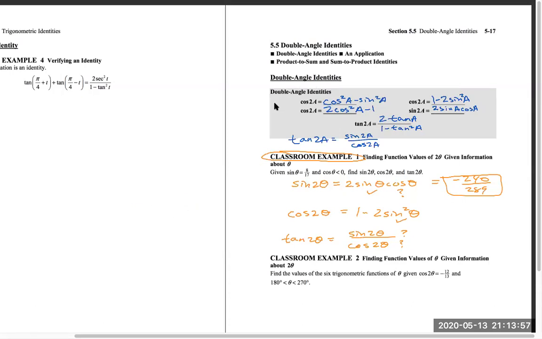Okay, so now we're looking for cosine 2 theta. And we have a formula for that. So go ahead and replace sine theta with 8 over 17 and then square it. And that comes out to 161 over 289.